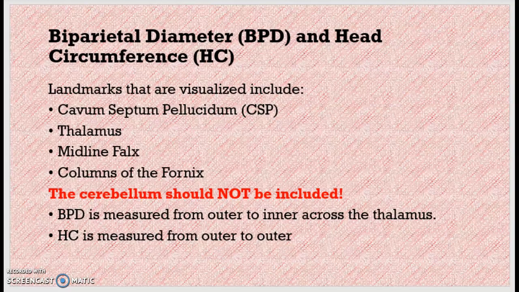For the BPD and the HC, some landmarks that should be visualized include the CSP, the thalamus, the midline falx, and then the columns of the fornix. The cerebellum should not be included. You don't want this in your image because you're not going to be in the correct plane and your measurement will be incorrect. The BPD is measured from outer to inner across the thalamus, and then the head circumference is measured from outer to outer.